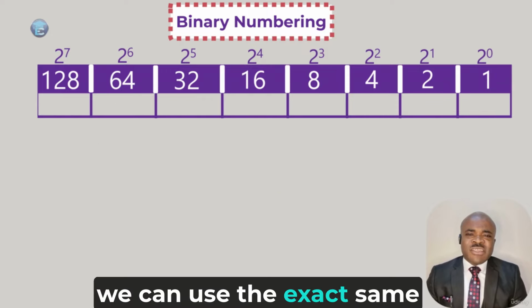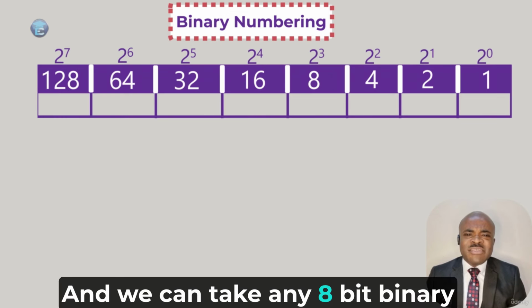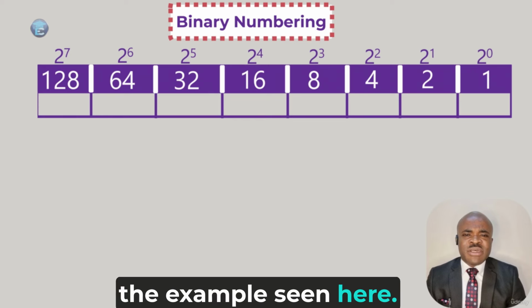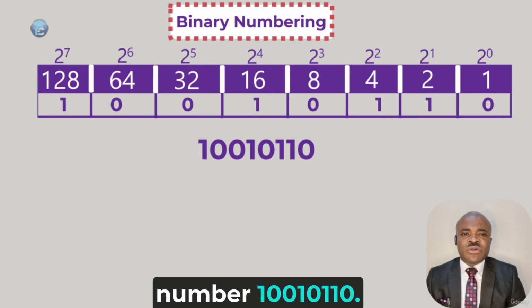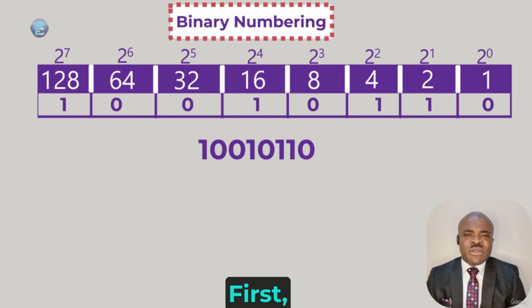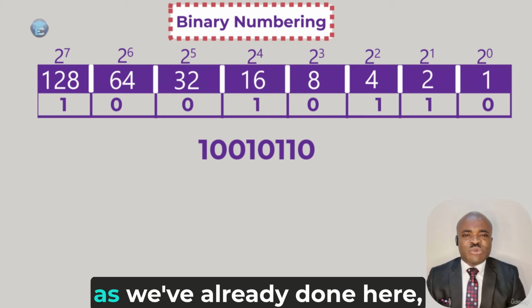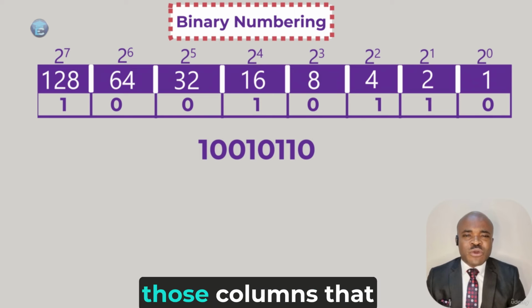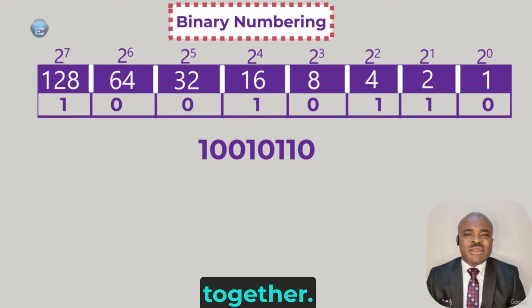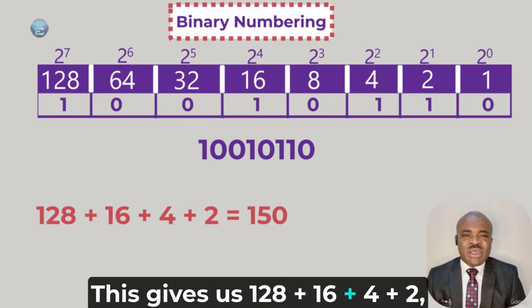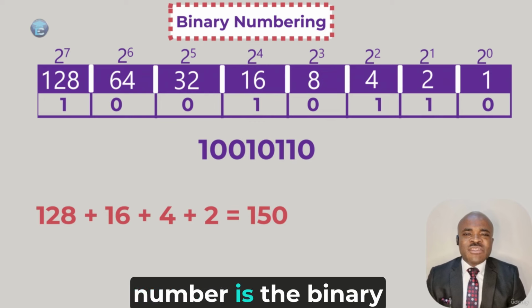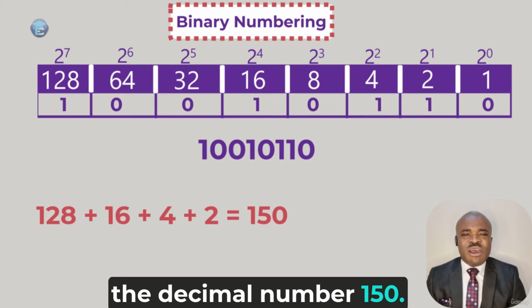We can use the exact same table as we used before, and we can take any 8-bit binary number and place that into the columns. So let's say that we have the example seen here. We have the binary number 10010110. How do we convert that to decimal? First, we place that number into our table, as we've already done here. And then we look at every column that has a 1. Then we simply take every one of those columns that contains a 1 and we add those columns together. This gives us 128 plus 16 plus 4 plus 2, which adds up to 150. So that means that our original number is the binary representation of the decimal number 150.